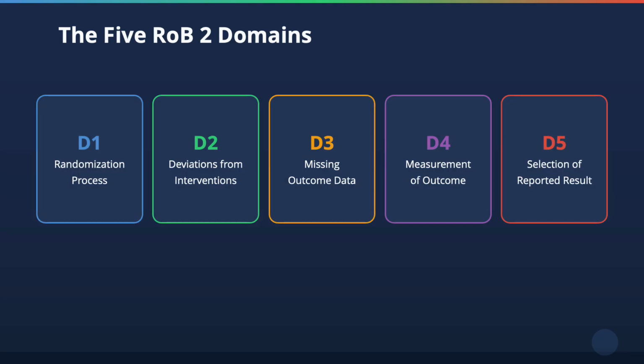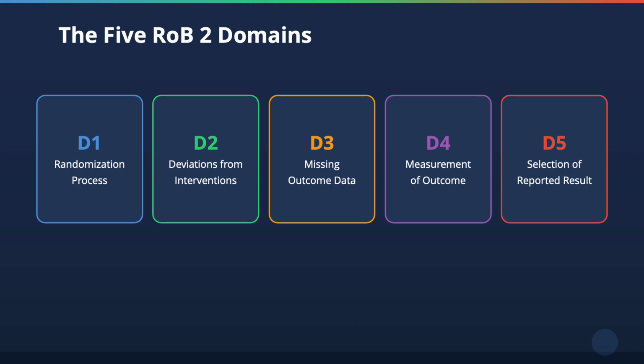Now we arrive at the heart of this presentation, the 5 Risk of Bias 2 domains. Each of these 5 domains addresses a different source of bias that can affect the results of a randomized controlled trial. Domain 1 focuses on the randomization process.